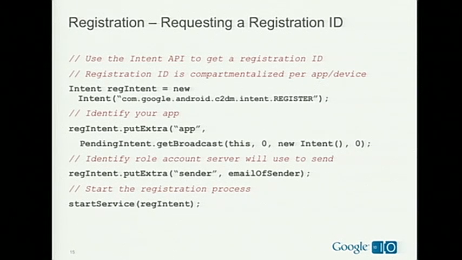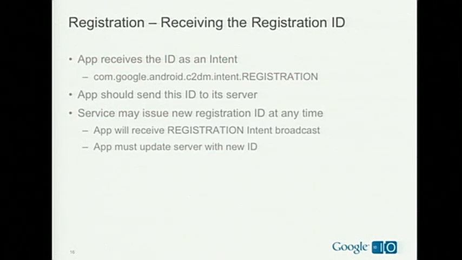Then you go ahead and call start service. And then sometime later, your application will receive an intent back with the registration ID. When you receive that registration ID, go ahead and send that to your application servers. The Android cloud-to-device messaging framework might reissue or rotate these registration IDs from time to time, so your intent receiver that's receiving these registration intents might be called again in the future. And if that happens, all you do is do the same thing that you did in the first place. Take that registration ID and send it to your server.